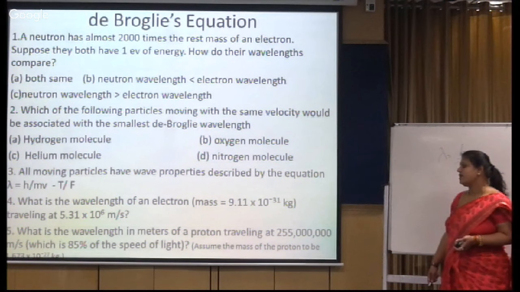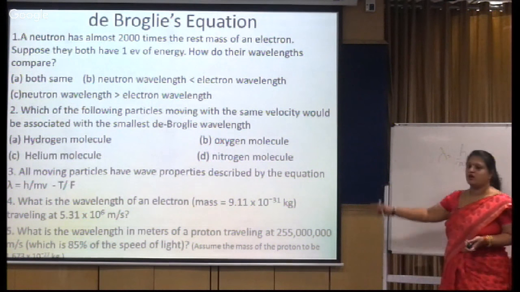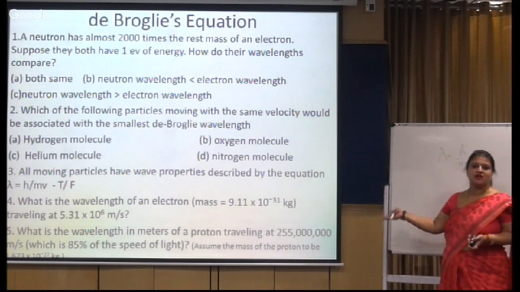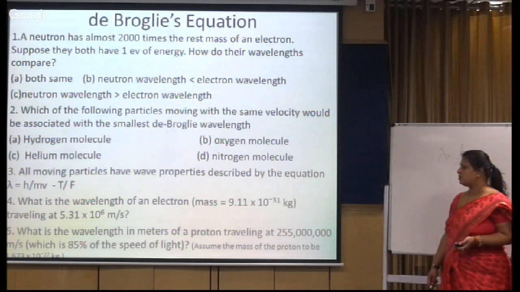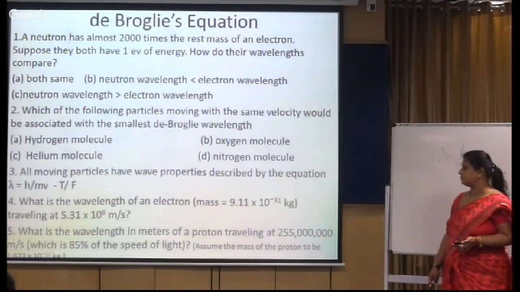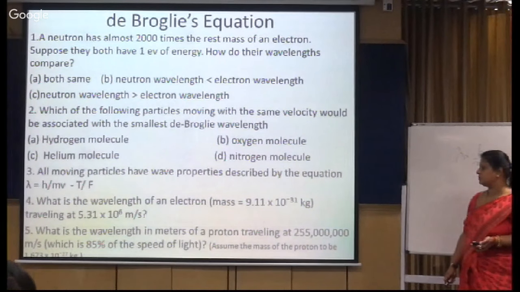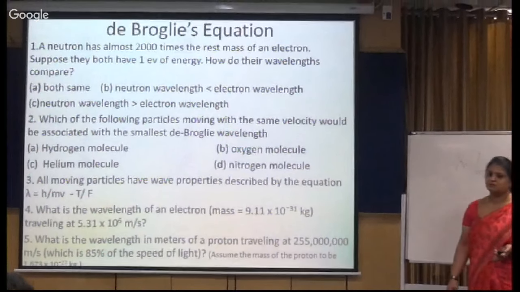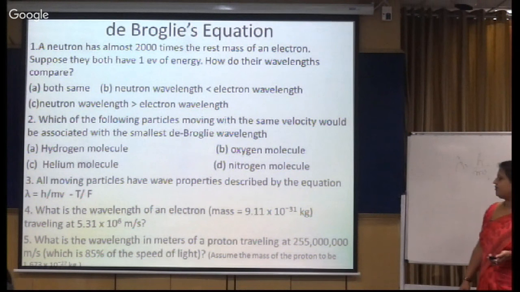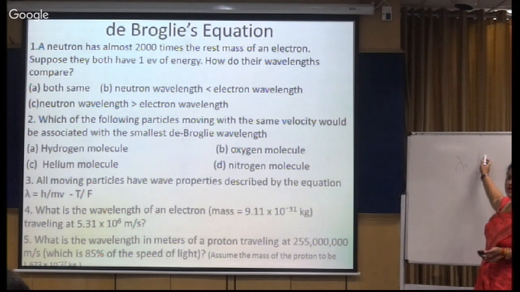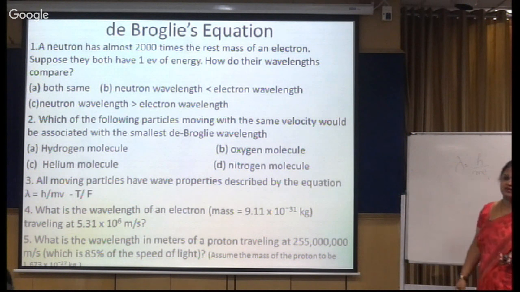What is the wavelength of an electron? Mass is given, traveling at this velocity. This is a numerical. This you need to solve out. Put the values here and solve. The value of wavelength you have to find out. M is given and V is given. h by mv.